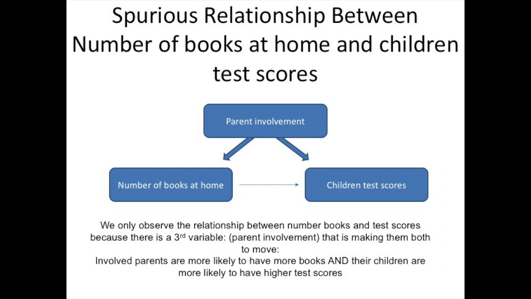Parents that were more involved were more likely to have more books. And parents that were more involved were more likely to have their children score higher on the tests. So parent involvement was moving both of these variables. It wasn't that one was causing the other one. They were moving together because of this third variable.